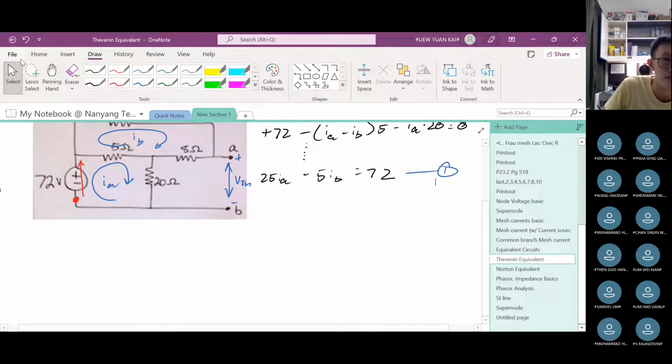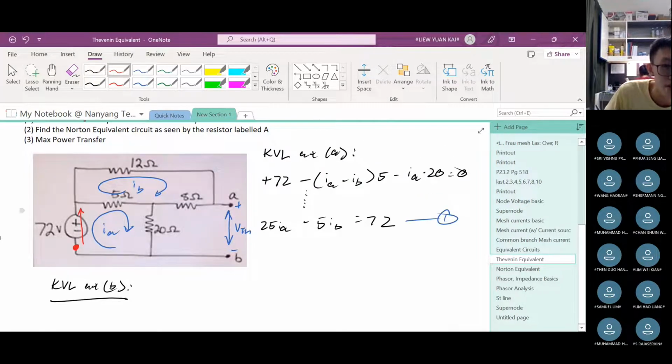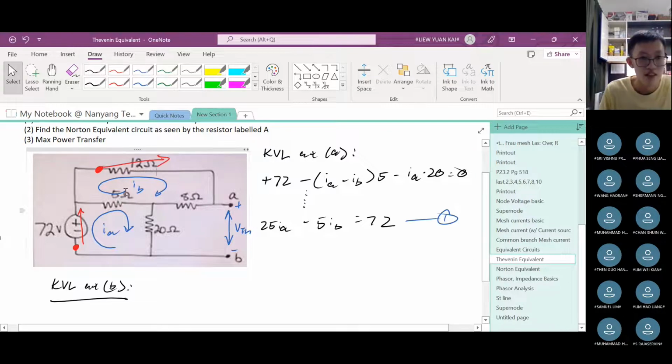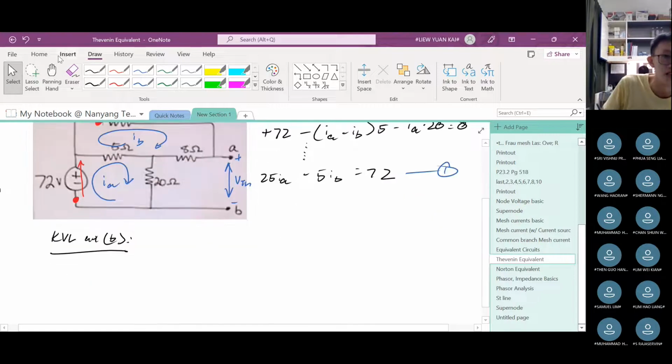Next we do KVL, same at B. So KVL at B is, we start from anywhere. Just choose any point. Let me start here. I go through this. A resistor is a potential drop, so it's negative. Negative IB multiplied by the resistance, which is 12 ohms.